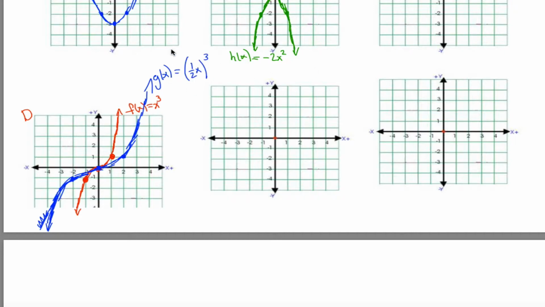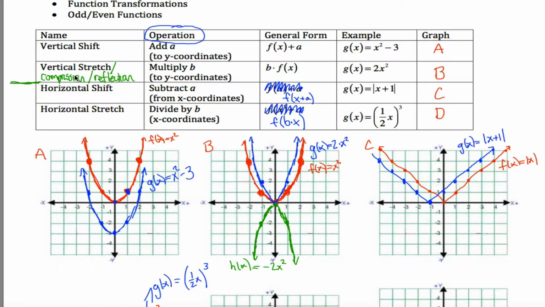A comment I want to make is the same comment I made when I was up here. What most books will tell you is if the value of b is between 0 and 1, then you have a stretch. If the value of b is greater than 1, then you have a compression, kind of like we had up here. There were different cases. Some were stretches, some were compressions. Up here, when the value of b is greater than 1, you have a stretch. Down here, when the value of b is greater than 1, you have a compression.